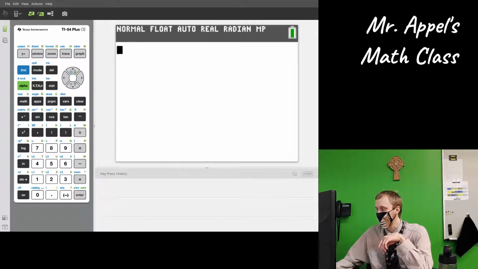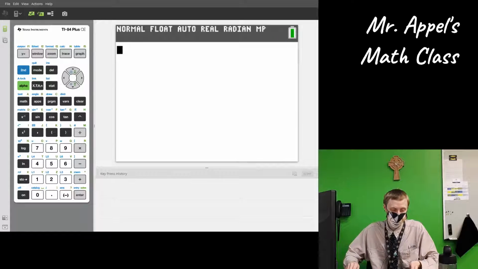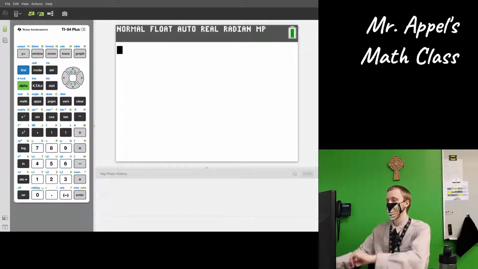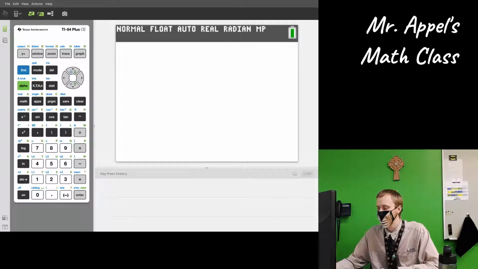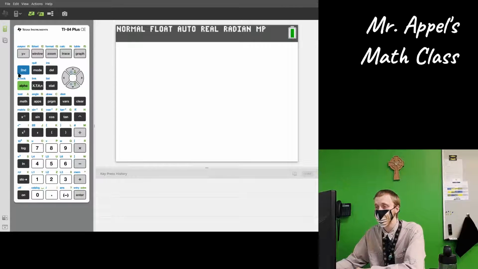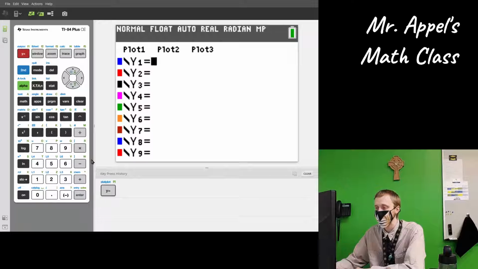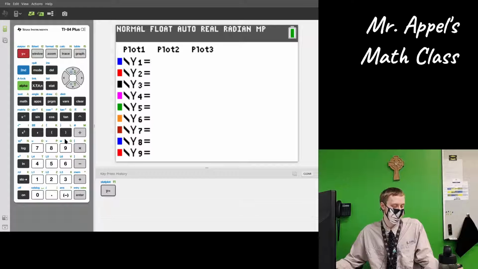There it is. Set that guy aside. Okay, you should be seeing now my calculator on screen. We're going to deal with a function. So the first thing we've got to do is press the y equals button and type in our function. Why don't we just start with number 1 as our example?